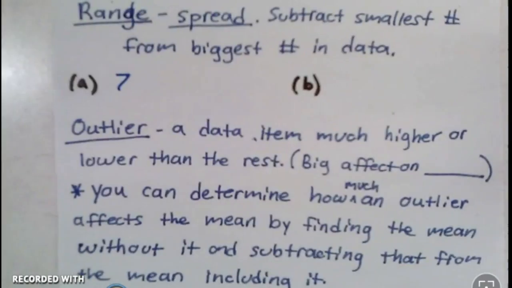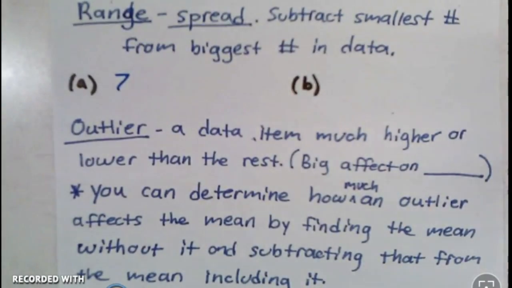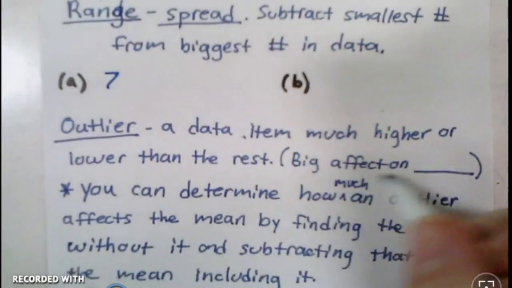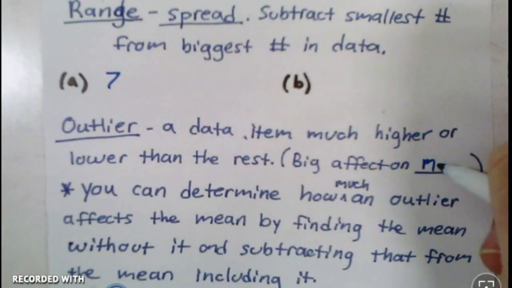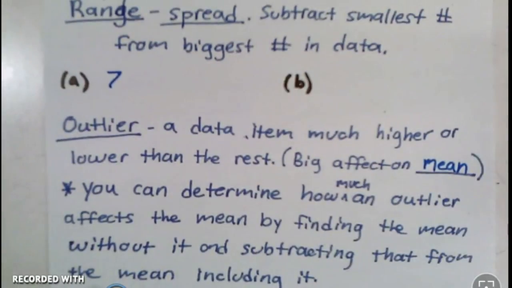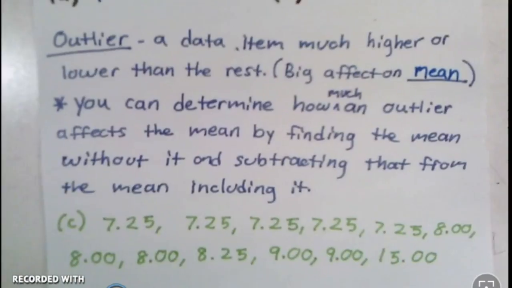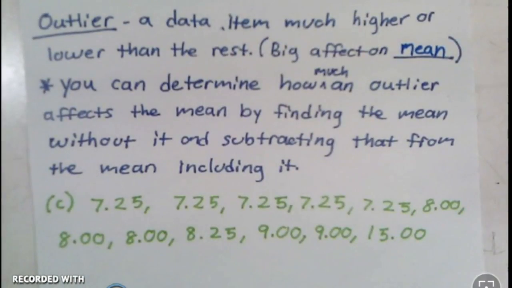All right, here's a new vocab word, outlier. An outlier is a data item much higher or lower than the rest. And this has a big effect on the mean. I kind of said that before when I was explaining the test values. You can determine how much an outlier affects the mean by finding the mean without it and subtracting that from the mean including it. What does that mean?